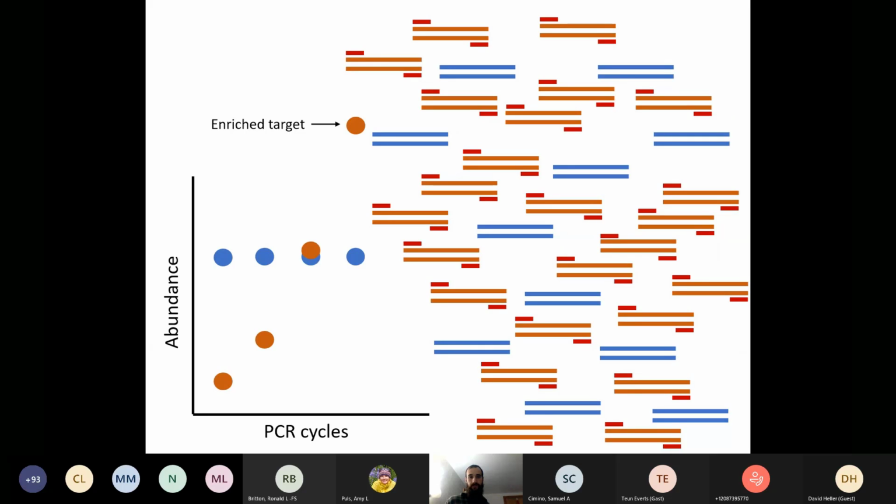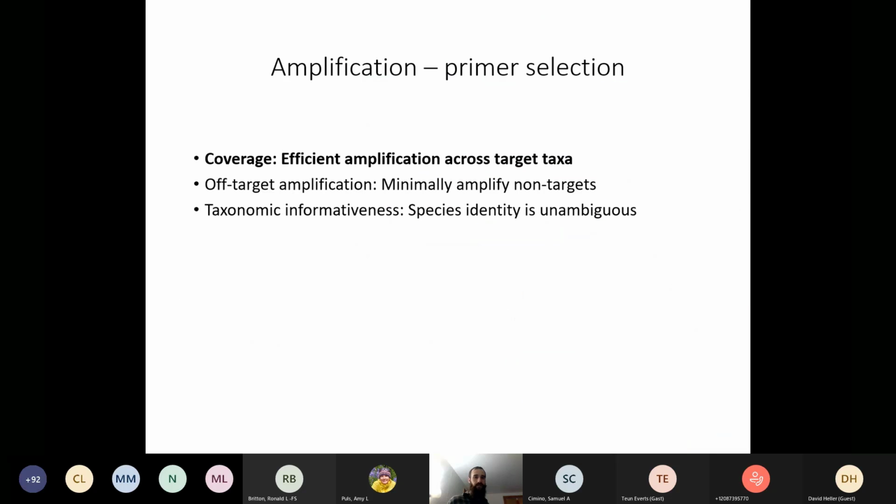We're going to get those portions of the genome from the specific taxa that we are interested in for our analysis. So now I'm going to use the same cartoon to talk about the idea of coverage, the idea that we need to have efficient amplification across all of our target taxa.